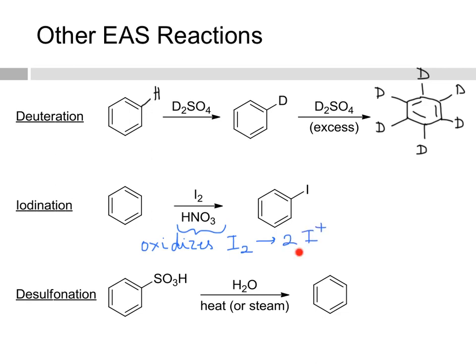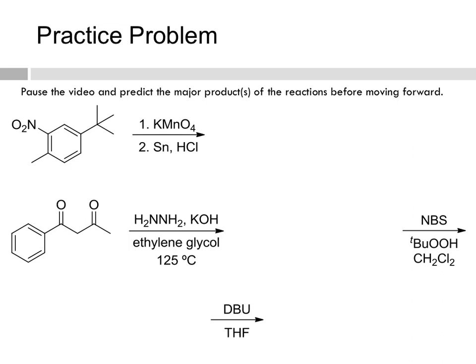to the active electrophile. And finally, just like we could do a sulfonation, we can also do a desulfonation. If we treat a sulfonated aromatic ring with water and heat or steam, we can remove the sulfonyl group and put back a hydrogen. Now pause the video and predict the major products of the reactions before moving forward.